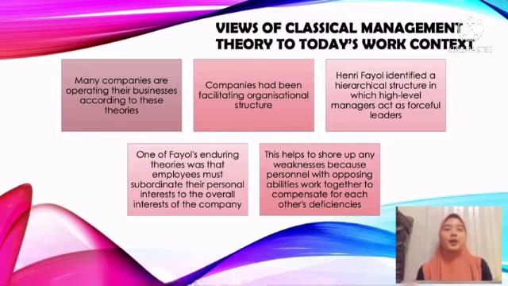More organizations are adopting a flat structure. The top-down model, as defined by Fayol, remains popular as a method of ensuring that decisions are applied from the top to the bottom in today's business. One of Fayol's enduring theories was that employees must subordinate their personal interests to the overall interests of the company. Rather than having personnel work on projects individually, many agencies group employees with varying abilities and capabilities together. This helps to show up any weakness because personnel with opposing abilities work together to compensate for each other's deficiencies.